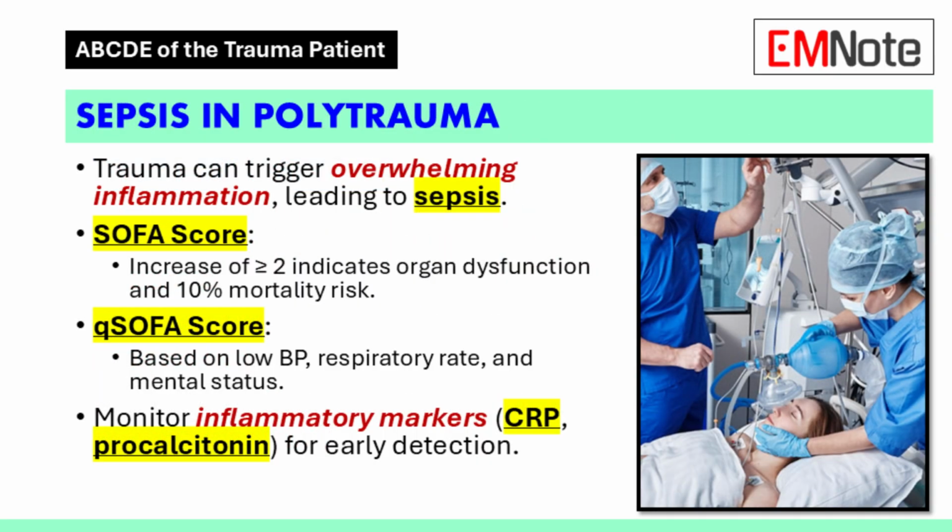Sepsis in polytrauma. Trauma can trigger an overwhelming inflammatory response, potentially leading to sepsis and multiple organ dysfunction. The Sequential Organ Failure Assessment Score assesses organ dysfunction. An increase in the score of 2 or more indicates organ dysfunction and a 10% increase in mortality. The Quick Sequential Organ Failure Assessment Score is based on low blood pressure, respiratory rate, and mental status. Monitoring inflammatory markers like C-reactive protein and procalcitonin can aid in sepsis detection. Persistently high or newly spiking levels may suggest sepsis.